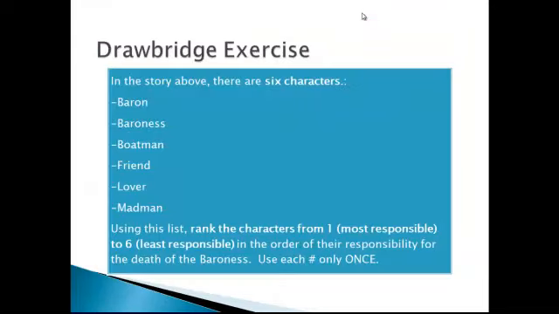And then, given the 6 characters in the story listed in alphabetical order on the screen, you'll have to rank the characters in terms of their responsibility for the death of the Baroness. And you can only use each number once. So only one of these can be ranked number 1 as the most responsible. Another person can be ranked number 2 as the next most responsible, but only use one number for each.